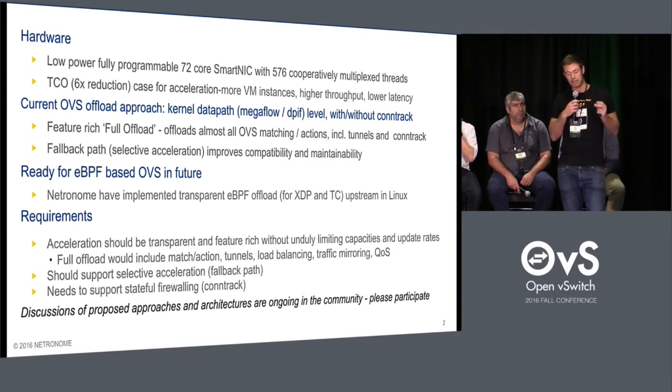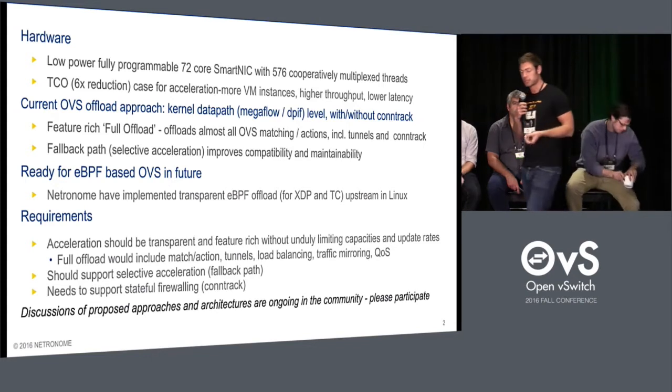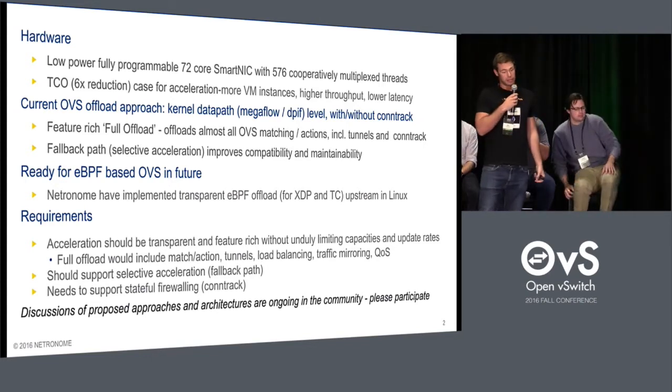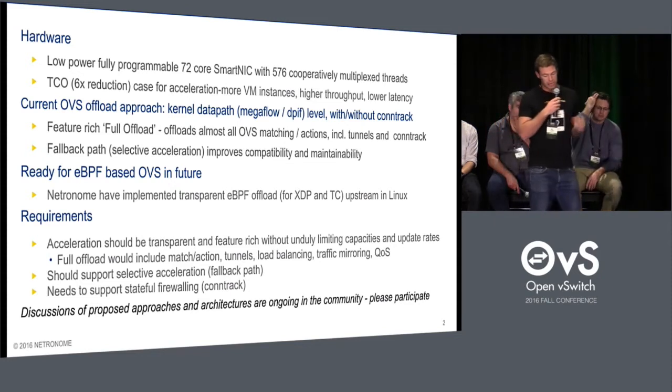And the key things for us really are that we want, with this, to get a feature-rich full offload. So we offload almost all the OVS match actions, including tunnels and conntrack. And we have a fallback path. So that means that we have sort of selective acceleration.